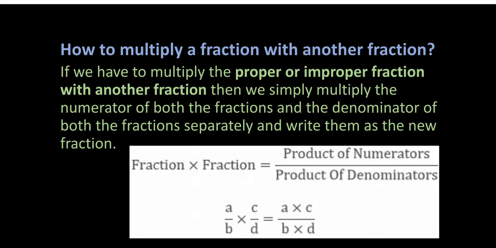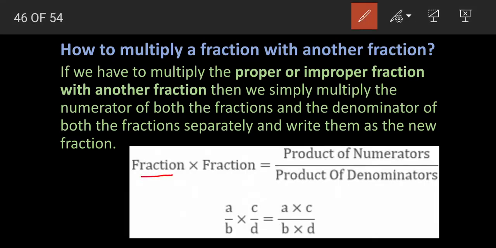So in this way, while multiplying fraction with fraction, we have the product of numerators divided by the product of denominators. Suppose there are two fractions, a/b multiplied by c/d. Then we have to multiply the numerators. Here the numerators are a and c, so it becomes a × c, and the denominators are b and d, so it becomes b × d. Okay, so in this way you multiply two fractions.